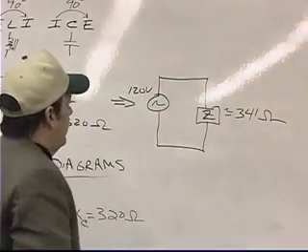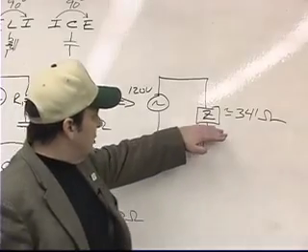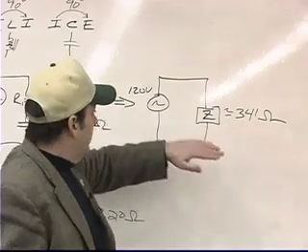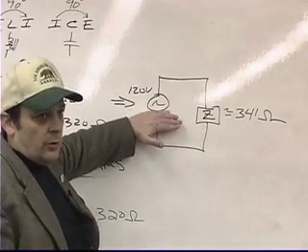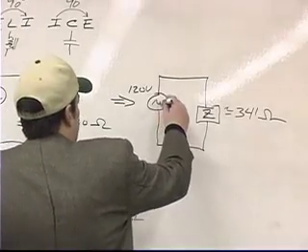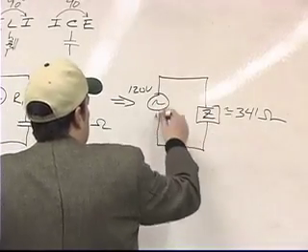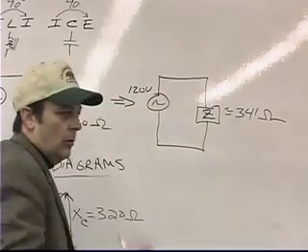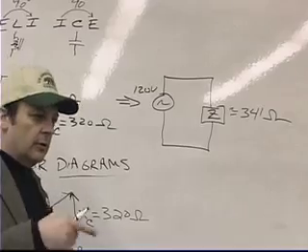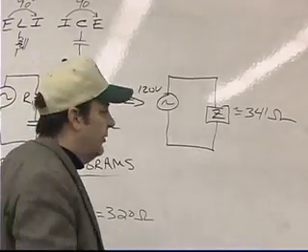Now, if we know what the total opposition to current flow is for the whole circuit, and we know what the voltage is at the source, then Kirchhoff's voltage law tells us that the sum of the voltage drops around any closed loop must be equal to 0, or, more simply stated, if there are only two items in the closed loop, they must have the same voltage.